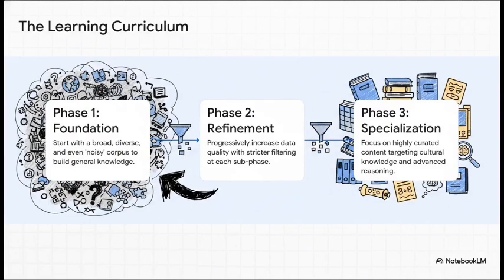Now, this curriculum part is just so clever. They didn't start with perfect, pristine data. No, they started with a huge, diverse, even noisy data set just to build a broad foundation of knowledge. Then, they progressively refined it, making the data cleaner and higher quality. And finally, they focused on only the absolute best, most culturally specific content. It's kind of like going from skimming the entire internet to intensely studying a curated set of encyclopedias.